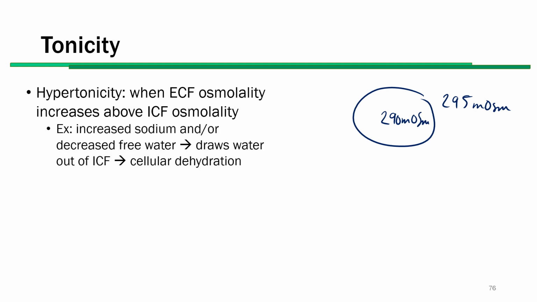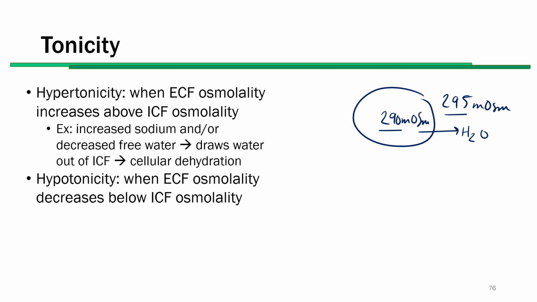It can happen because sodium increases, or maybe there's a decrease in water, so it becomes less concentrated. But either way, in order to balance that by osmosis, since we have fewer solutes inside and more solutes outside, water is going to go in this direction. That can dehydrate the cell.